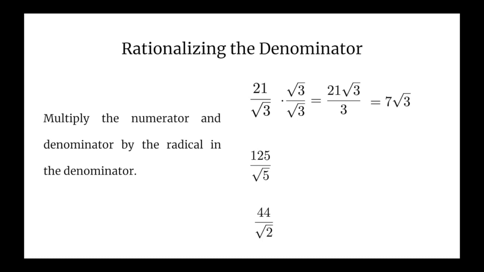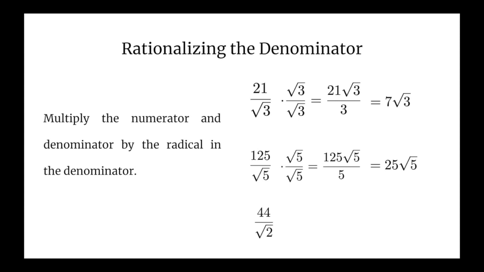Now let's look at 125 divided by the square root of 5. If we multiply by root 5 over root 5, we get 5 in the denominator, and the numerator is 125 root 5. Simplifying gives us 25 root 5.